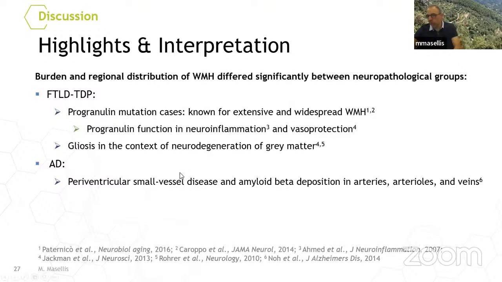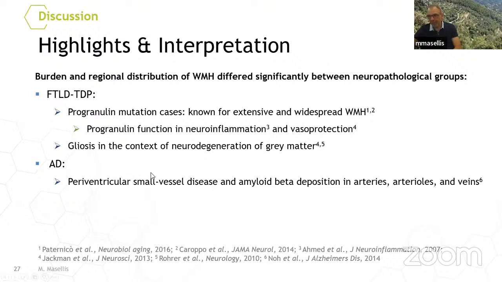Also, the burden and regional distribution of white matter hyperintensities differed significantly between the neuropathological groups. And in terms of FTLD-TDP, this has been studied before in progranulin mutation cases, which have known and extensive white matter hyperintensities. Progranulin functions in neuroinflammation and vasoprotection. And so we think that the TDP groups had gliosis as a mechanism for their neurodegeneration as a result of the gray matter dying off. And so they got secondary Wallerian degeneration.